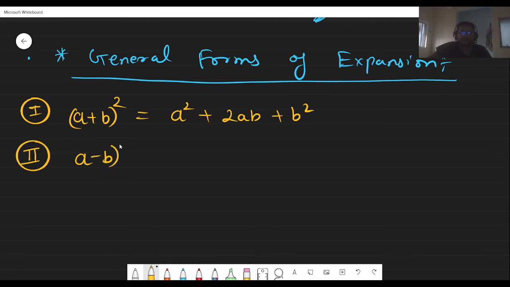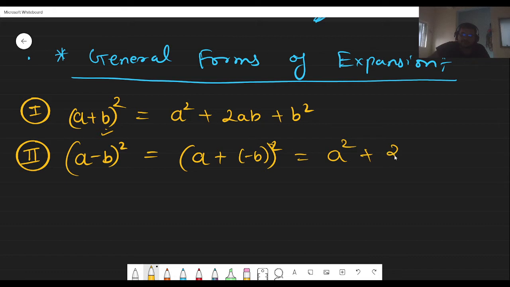If it is (a minus b) whole square, now just apply your brain and see, it is already written like this: (a plus minus b) whole square. It is similar to this, but wherever there is b we have to substitute it with minus b. So the first term will be as it is, the second term will be 2a into minus b, plus the last term will be minus b square. So it will become a square minus 2ab plus b square. Fine.